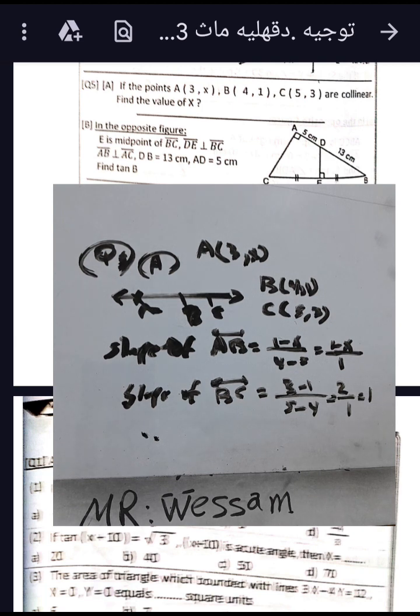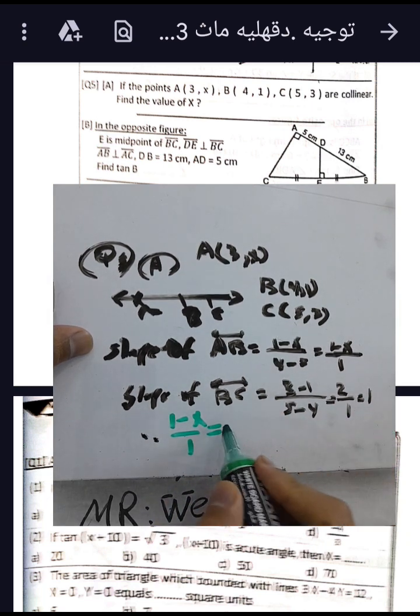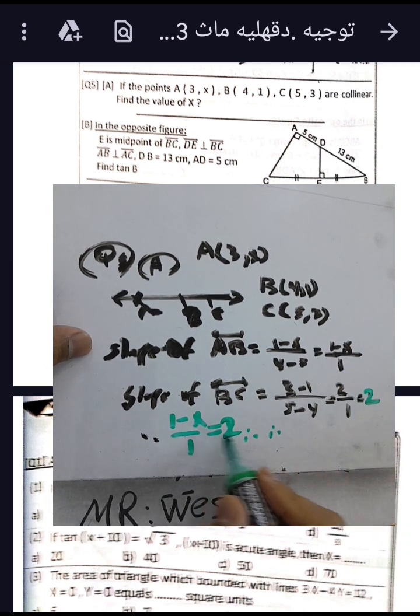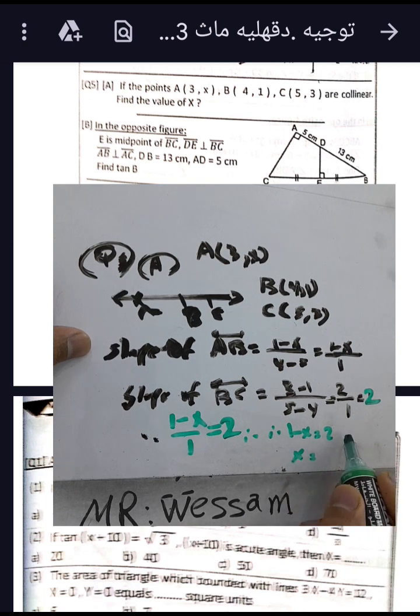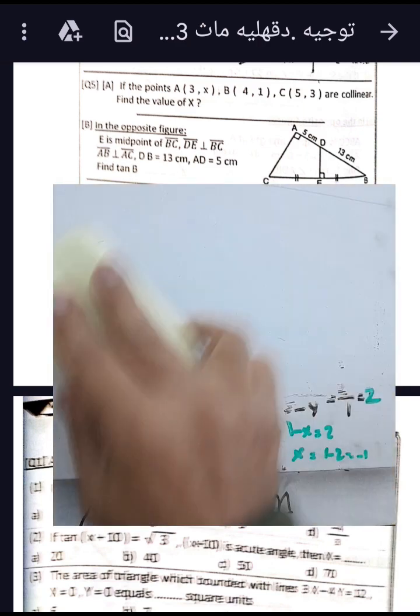Here we can write 1 minus x over 1 equal 2 over 1, equal 2. It will be 2. Then 1 minus x will be equal to 2. Then x will be moved here, and 1 minus 2 will be negative 1. Then the value of x will be negative 1. That was question number 5. Next question.